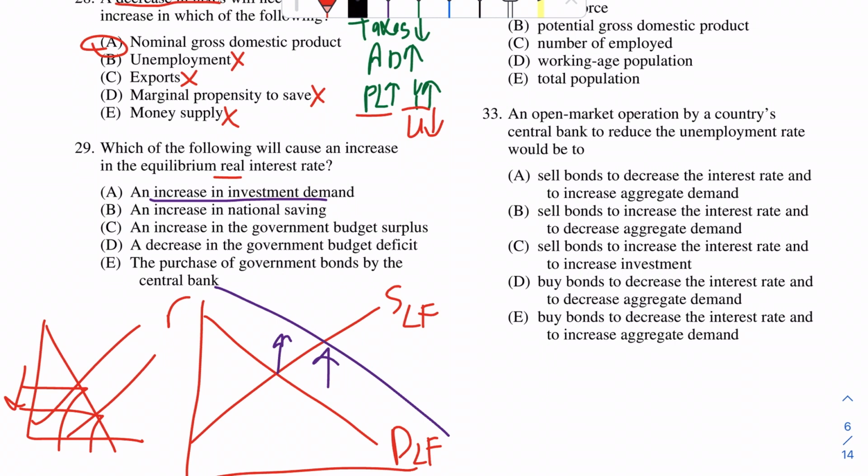If we increase the government surplus, right, that would mean we have a surplus, which would mean that we are giving money back to the consumers. So that would be an increase in the supply. If we decrease the government deficit, same thing, right? We're actually increasing the supply of loanable funds. And then if we buy bonds, that would increase the money supply, which would lower interest rates. So the only one that's going to increase the real interest rate would be A.